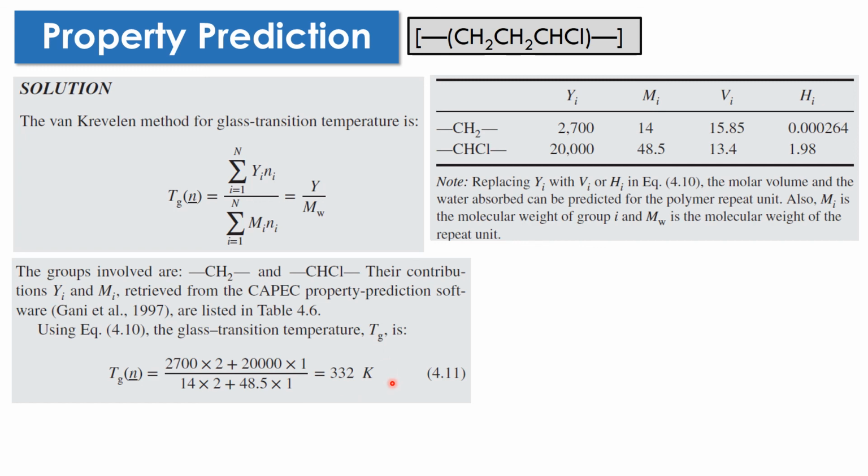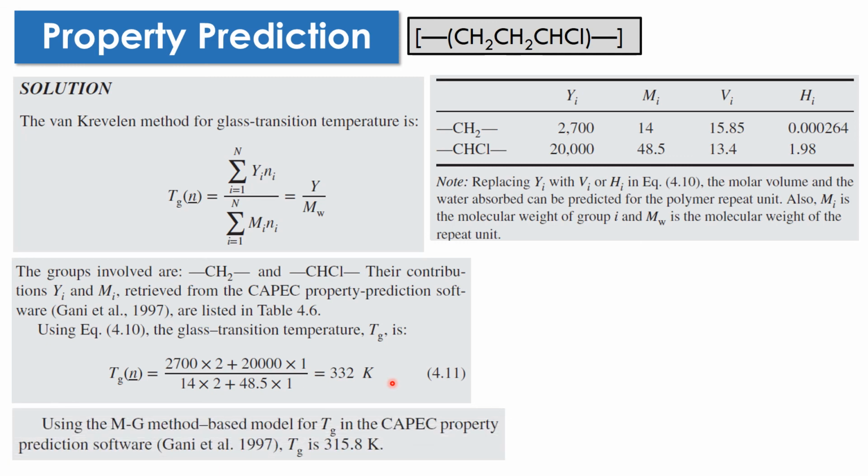Okay, so this is using the Van Krevelen method, and this is just to compare. When using the MG method based model for glass transition temperature, we will get 315. Of course we need to refer to this paper in order to clearly see the equations. Okay, so I think that is all for model prediction of primary properties. So maybe you can do some exercise. Okay, all right.